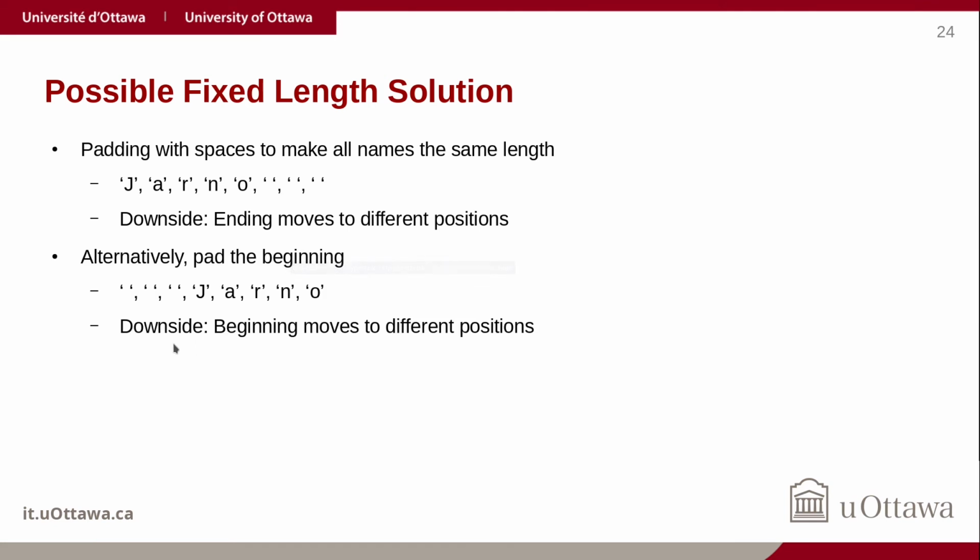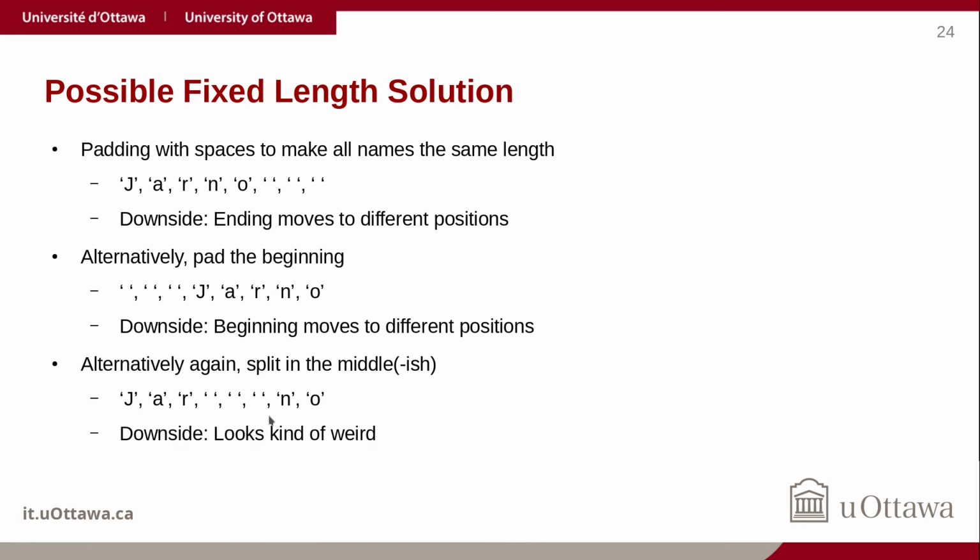One thing you could do is pad at the beginning, but then you just shift the problem and make the algorithm focus on the ending instead of the beginning. You can also split it in the middle. The downside of that is that it just looks weird. It might work, I haven't actually tried this one. But for getting a fixed length, we're going to try just the first one, where we pad with spaces at the end.